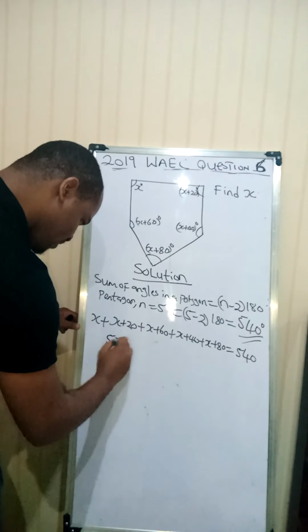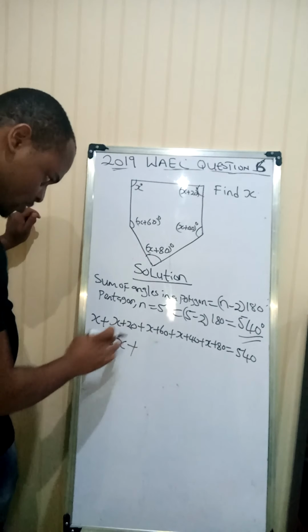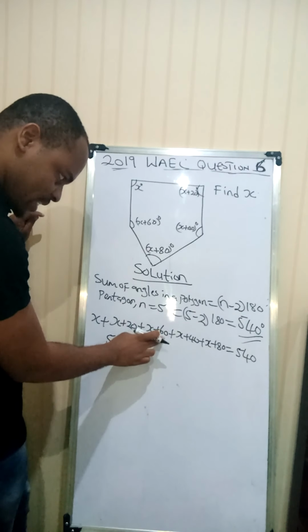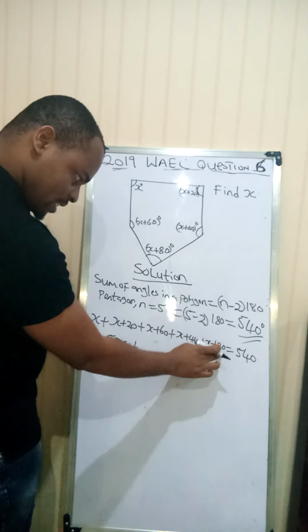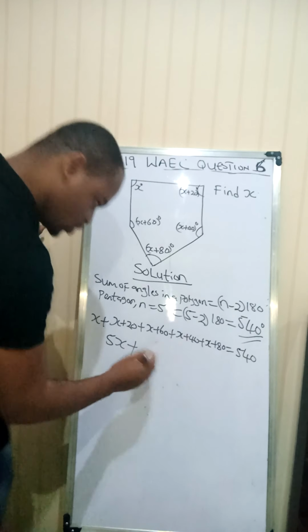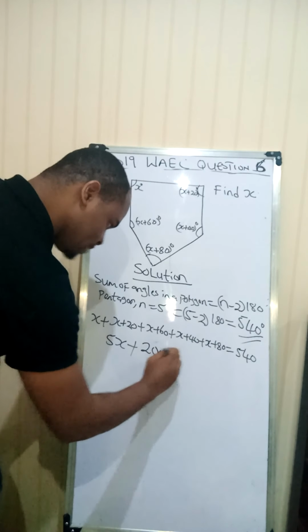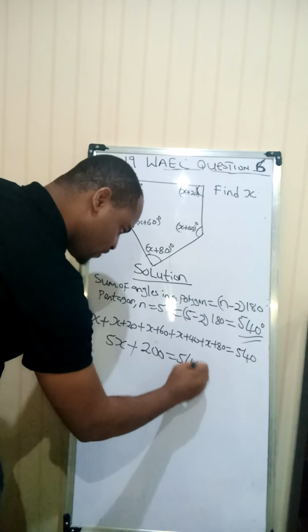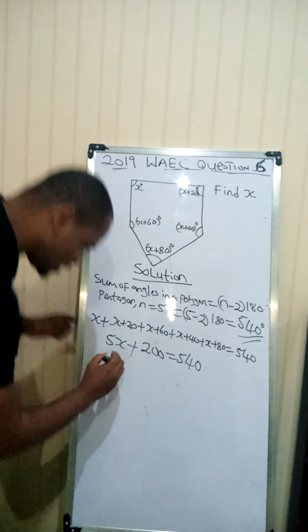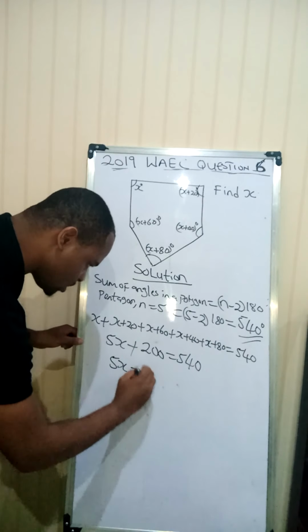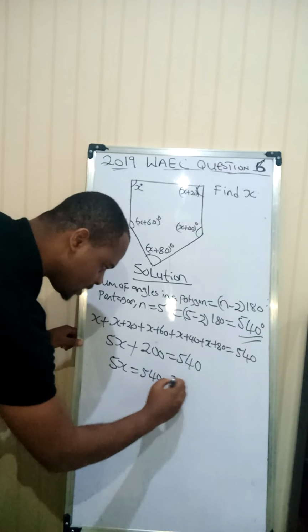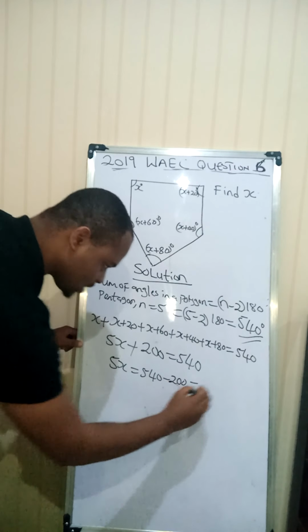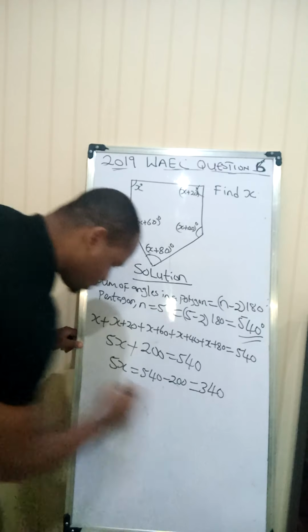So I'll have 5x plus, let's add all our values. 20 plus 60 is 80. 80 plus 80 is 160, plus 40 is 200. 5x plus 200 equals 540. Take this 200 to this side. I'll have 5x equal to 540 minus 200. If I subtract this, I'll have 340.